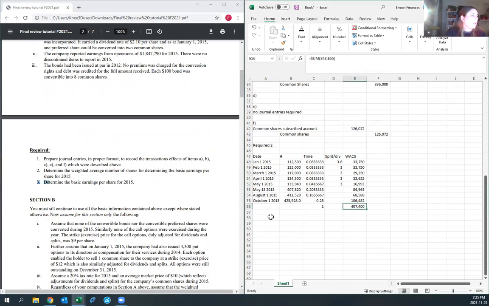And then for 3, determine the basic earnings per share for 2015. So to find that, we're going to need the net income. We're going to need the dividends for the preferred shares. Even if the preferred shares are cumulative, even if they didn't pay a dividend for that year, we're still going to remove that amount from our net income because the preferred shareholders are still entitled to that money. So when they're going to declare a dividend in future years, they're going to pay the dividend for 2015 first before they pay any dividend to any common shareholders. So we want to remove it because the common shareholders don't care. They're never going to have access to that money.